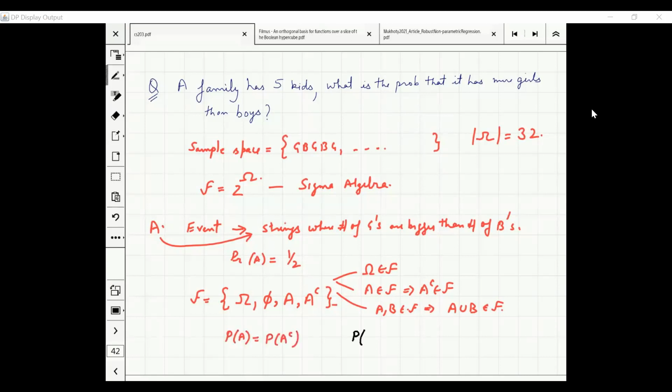What do I know? I know that the probability of A union B should be equal to P(A) plus P(B) if A and B are disjoint. If I take B to be A complement, this means 1 is equal to P(A) plus P(A complement), implying P(A) is equal to half. This might seem boring to you. What I'm just trying to emphasize is that you can even put your previous experiment in the new framework. And it captures it. This is probably a very simple example where your sigma algebra is not complete. F is not complete.